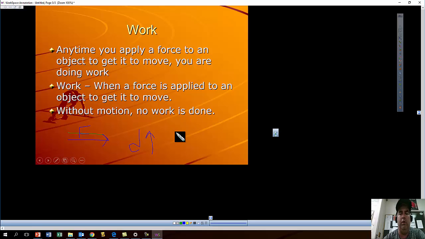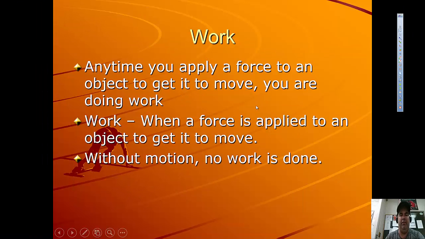In order for work to be done, you have to have force and distance acting in the same direction, or the same plane, meaning both of them have to be horizontal, or both of them have to be vertical. But if you have one horizontal and one vertical, no work will ever be done. You have to have your force and distance going in that same direction.